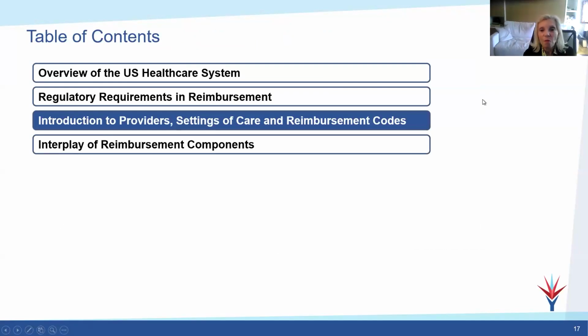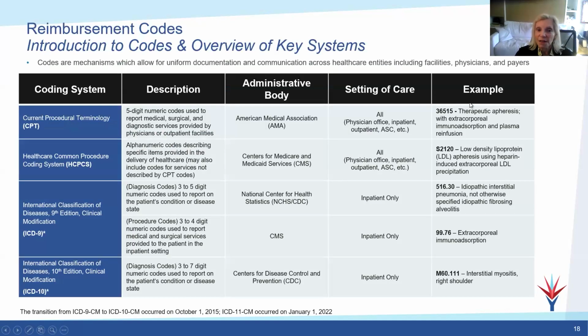I wanted to spend the majority of our time on reimbursement codes, settings of care, and how these reimbursement codes vary according to settings of care. I think a lot of people are confused by reimbursement codes. There are a lot of different kinds of codes that your technology may be subject to.